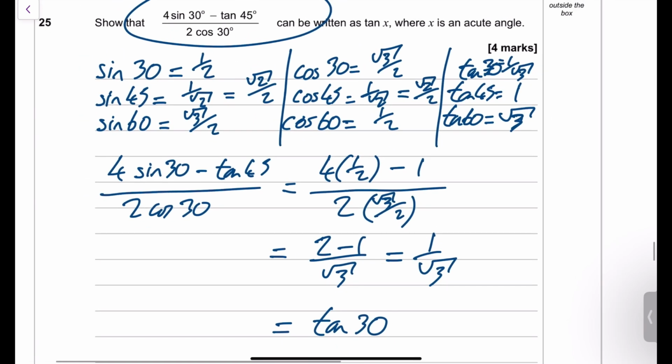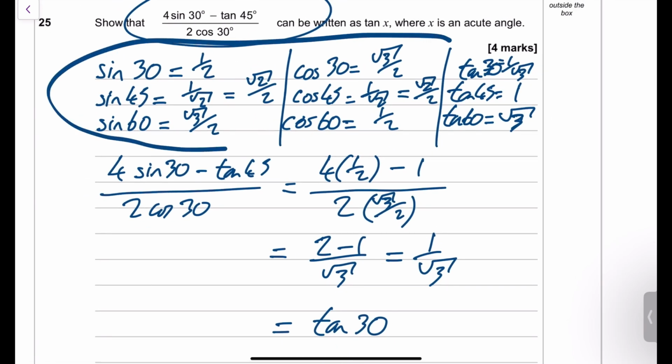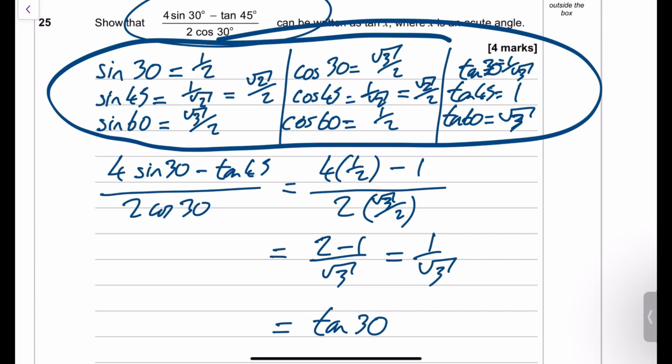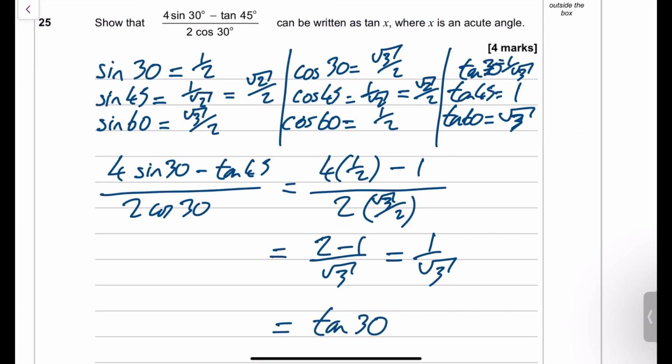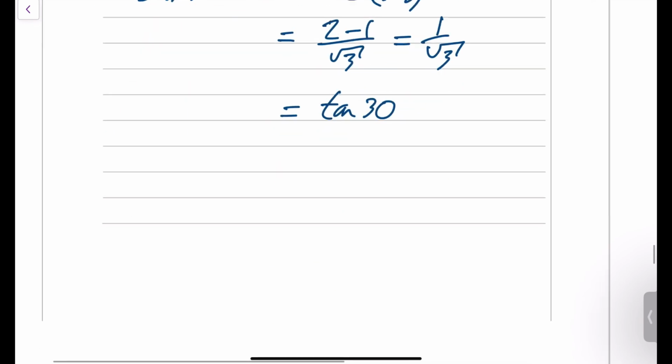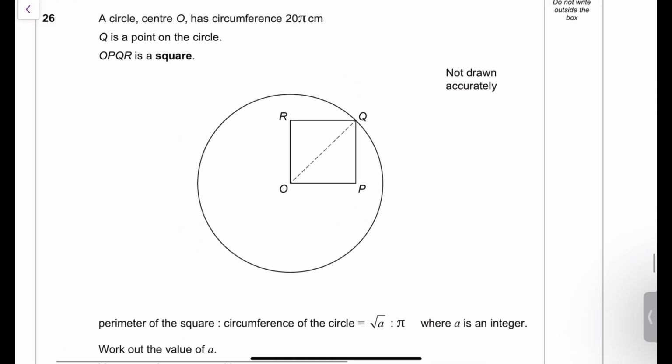Okay, so I would imagine you have had to learn those off, or maybe you're given them in your formula booklet. I do not know, but there we are. Okay, so that's a tough hard question.